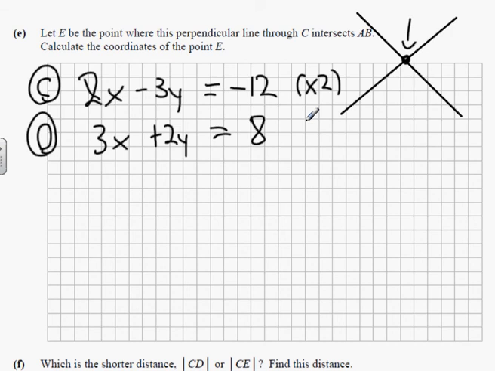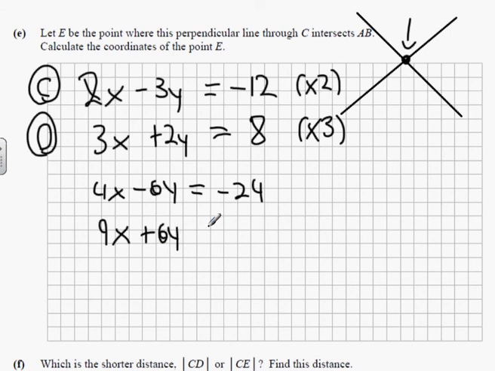You can multiply the top one by 2 and the bottom one by 3. Why are we doing that? We're going to turn both of these into 6s. That's going to be minus 6y, and underneath that is going to be plus 6y. So multiply by 2 and you get 2x minus 6y equals minus 24. Multiply by 3, 9x plus what? 6y equals 24.